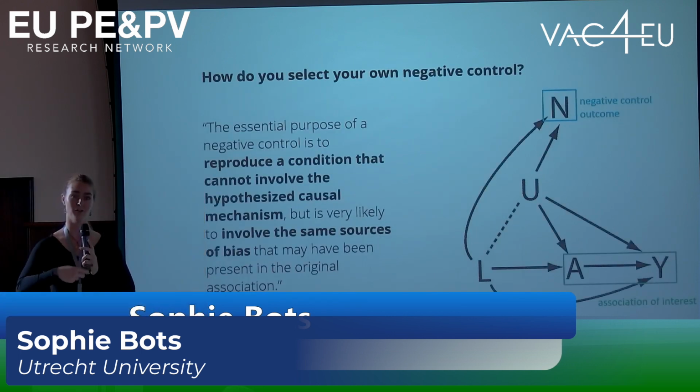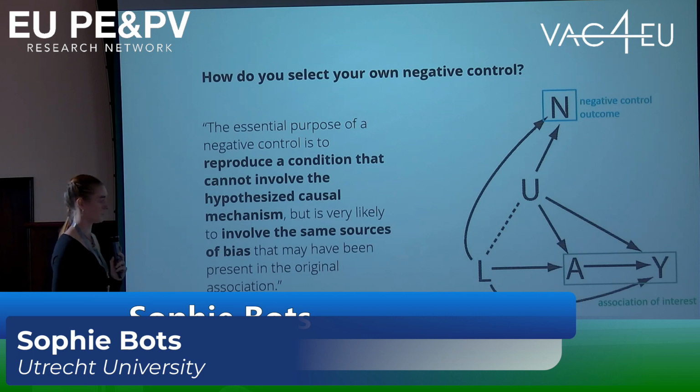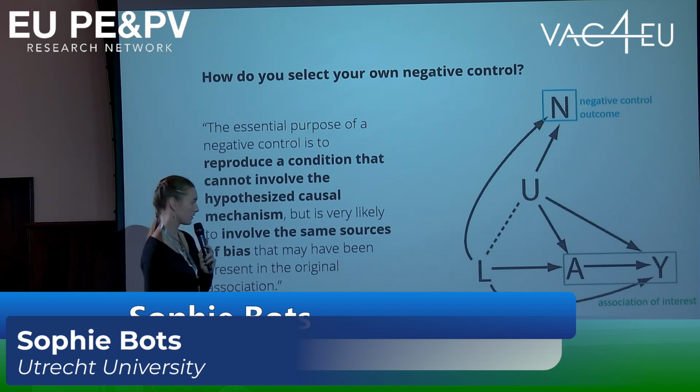But now you go into epidemiology. How do we define these negative controls? There is a very nice paper by Lifshitz and colleagues that, if you want to know more, I recommend you read. And they say the essential purpose of a negative control is to reproduce a condition. It cannot involve the hypothesized causal mechanism, but it is very likely to involve the same sources of bias present in the original association.